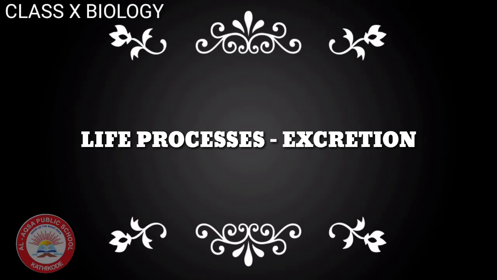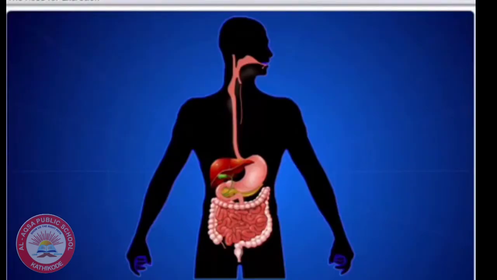Hello everyone, today we are going to see the next life process, excretion. All organisms consume food to obtain energy and nutrients. The food that we consume is broken down by the process of metabolism, and as a result of this metabolic activities, nitrogenous waste is produced. This nitrogenous waste is not needed by the body and should be removed. If not removed on time, it may lead to harmful consequences.